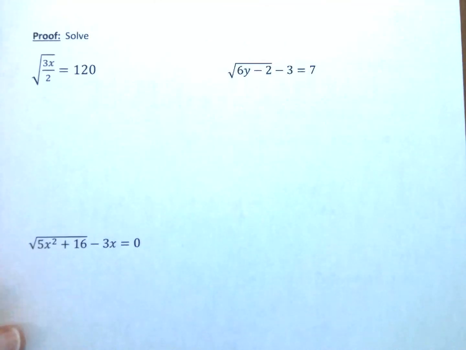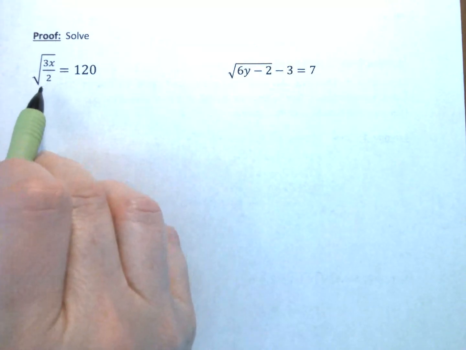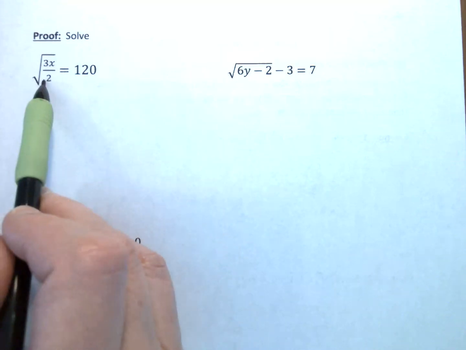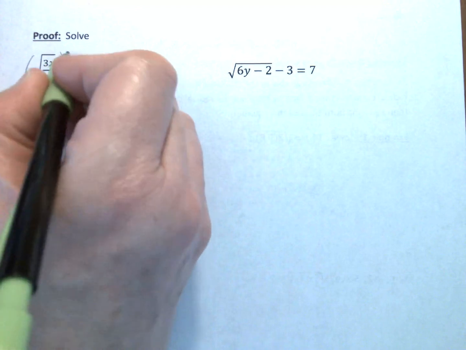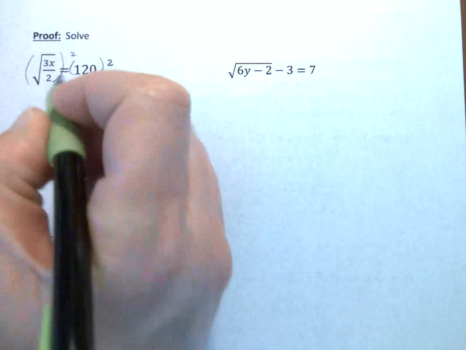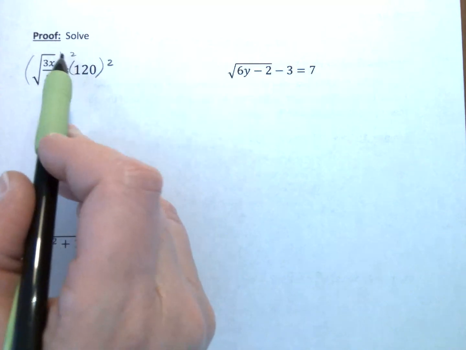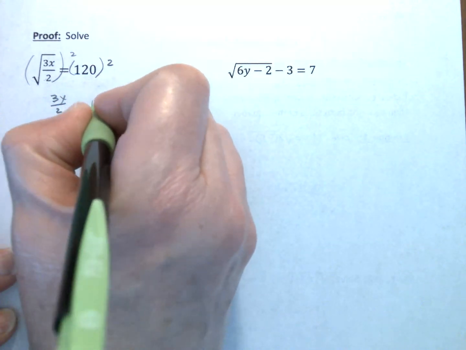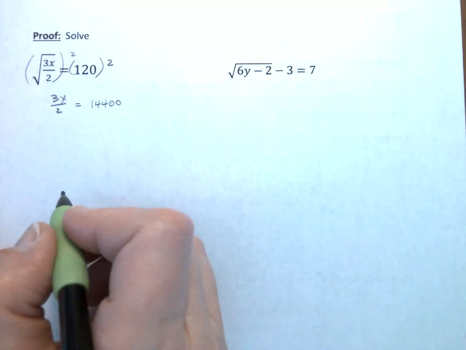All right. So everything that we've learned so far, as far as solving radicals and quadratic formulas or equations, you need to take all of that into account. Okay. So here I have the square root of 3x over 2 equal to 120. My radical is by itself, so I'm going to go ahead and square both sides, and I'm just going to write it just like that. So this just becomes 3x over 2, because when I have a square root and I square it, it's just whatever was underneath. 120 squared is 14,400.